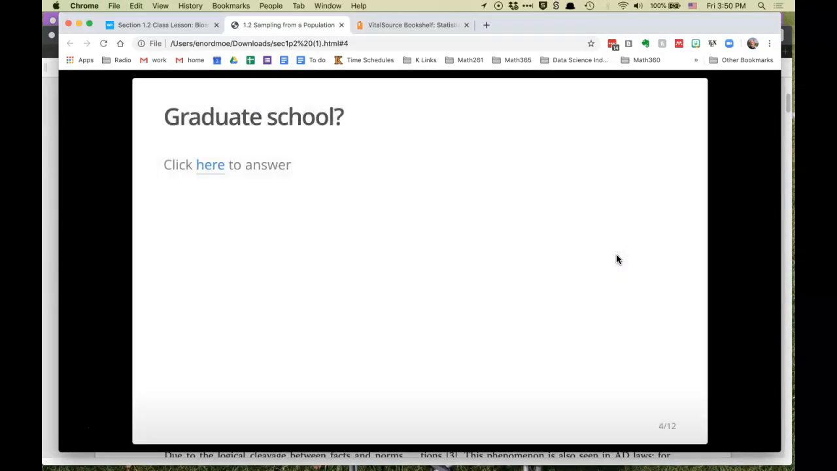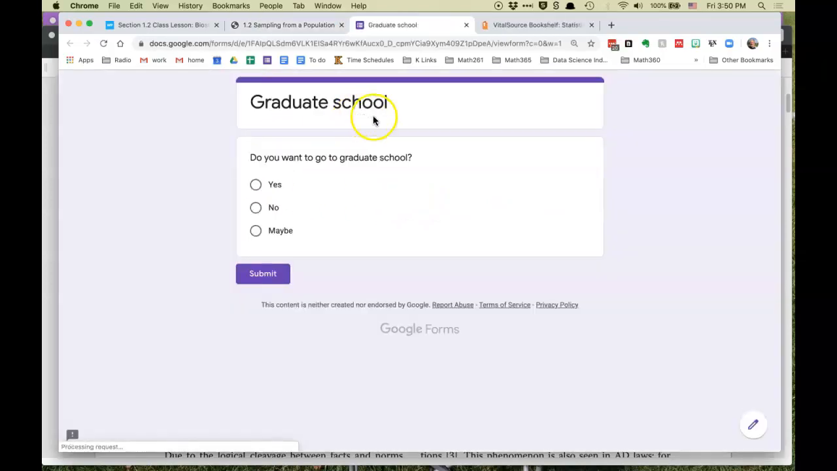Going to move on to the next page. So we might consider a survey. Let's say that we're interested in finding out among K students the proportion who are interested in going on to graduate school. So we take a survey of this class, and here's some results from the last go-around with biostats.